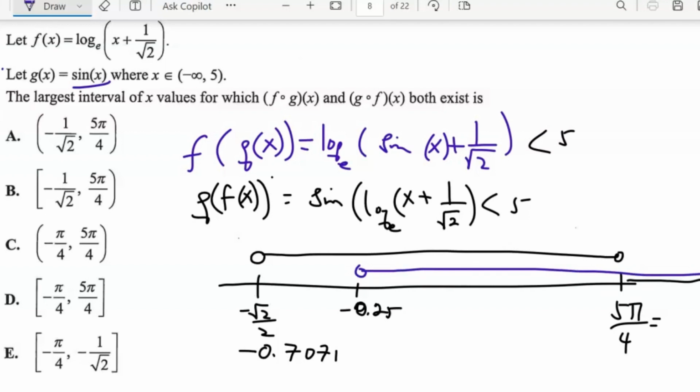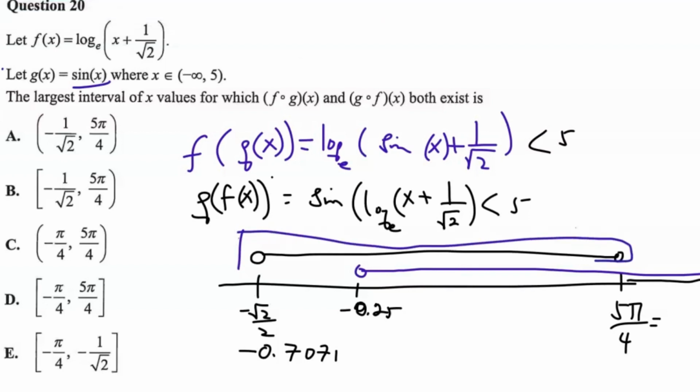So the only bit they overlap, well, the only option that's in there is actually this one here, which is only this bit here, this bit there, which is this option. Negative is the same as negative 1 over square root 2, which is that option there. All right, that's the end of the multiple choice.